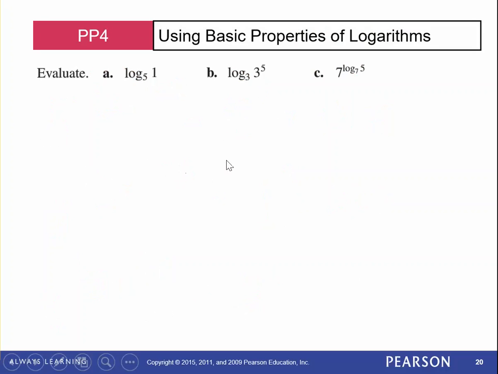Oh, sorry, we do have some questions just to test you on it here. So practice problem number 4. Log base 5 of 1. What would the answer be there? Or what exponent do you put on 5 to give you a 1? That would be a 0. Now you've got a base of 3, you've got a log base 3, and 5 is in the exponent. And so, again, the base 3 and log base 3 would cancel, leaving us with just 5. And in this one here, again, the 7 as the base and log base 7 in the exponent will cancel themselves out just to give you a 5.